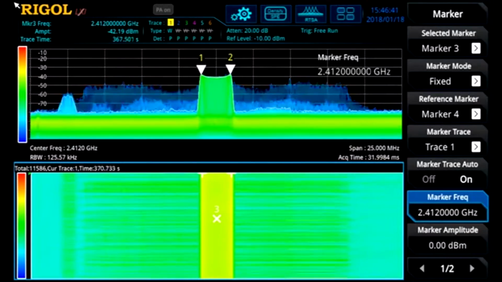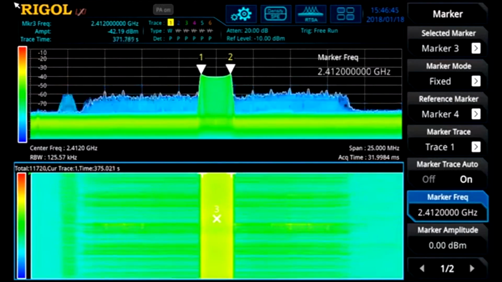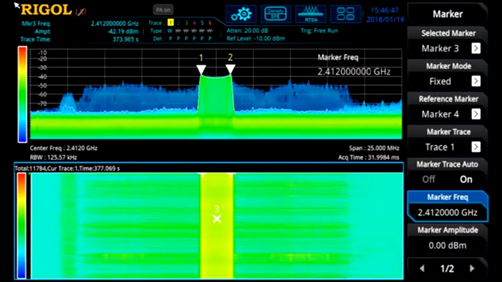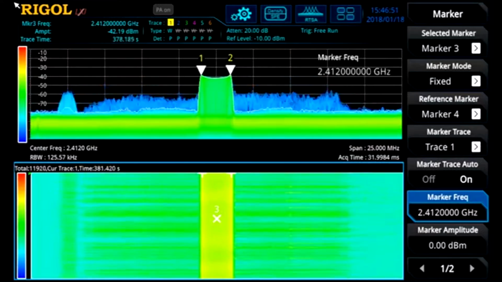In real-time mode, the RSA 5000 is able to set up to 6 traces and 8 markers in the normal display mode, and 8 markers in the advanced measurement modes.